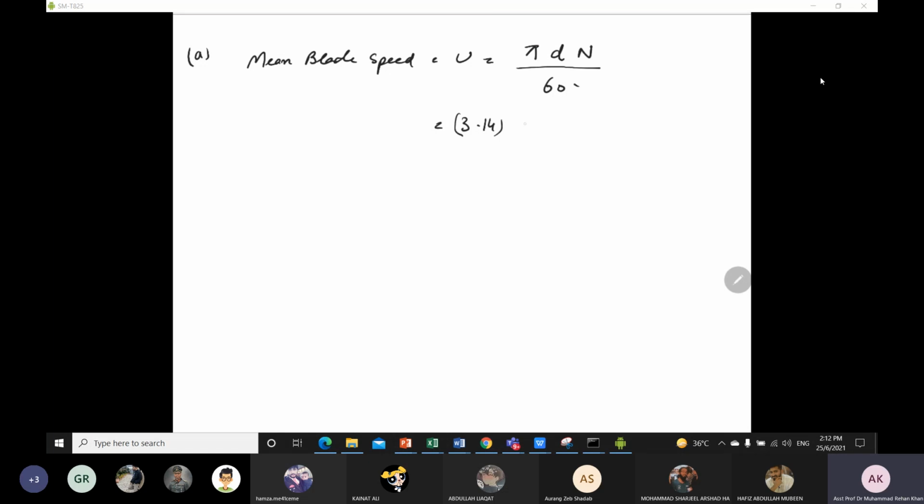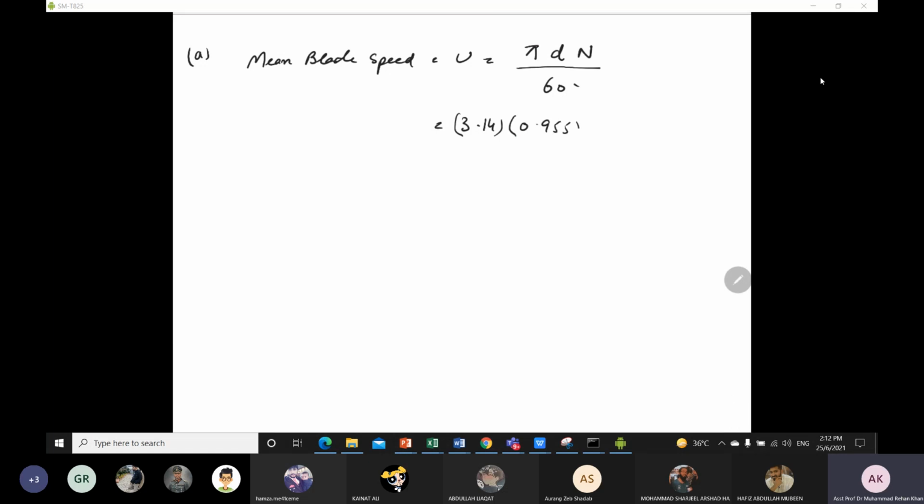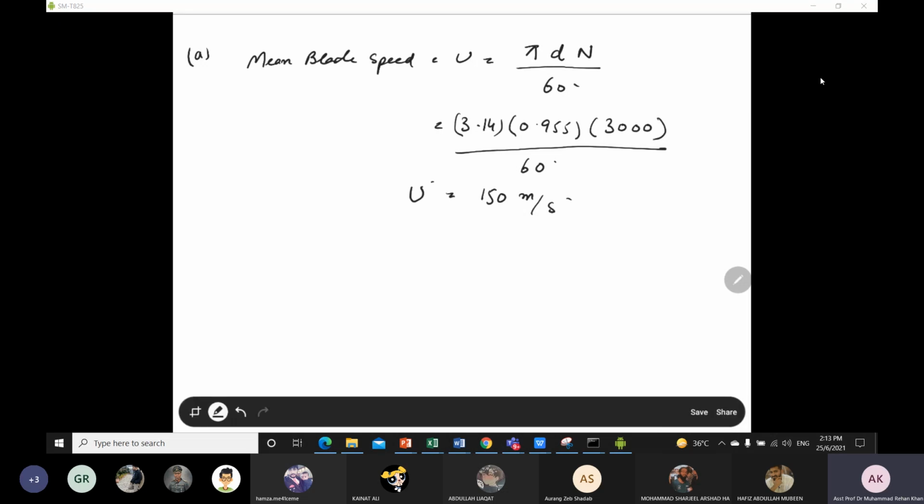So 3.14, the diameter of the blade is 0.955, which comes from the problem statement. The number of rpm is also mentioned in the problem statement, 3000 rpm, divided by 60. If you solve it, you will get the part A answer, which is 150 meter per second. Okay, so in case the mean blade speed is not given, you can easily find it by using this simple relation. So part A solution is complete.